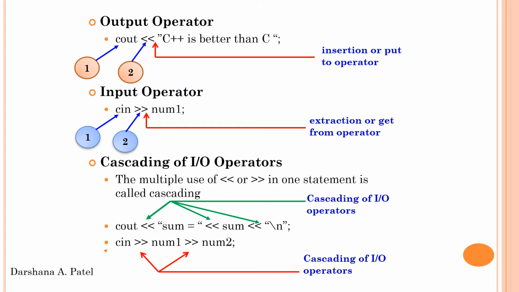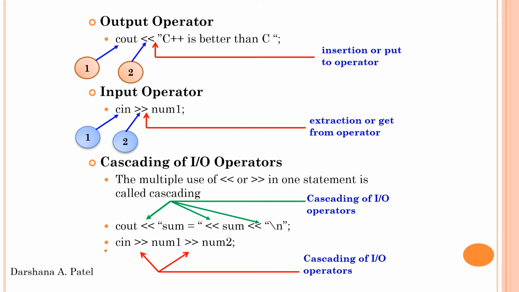It extracts or takes the value from the keyboard and assigns it to the variable on its right. Next, cascading of IO operators. So what is cascading of IO operators? The multiple use of put to or get from operator in a single statement is called cascading of IO operator. Now as shown in the example, cin get from operator, num1, again get from operator, and num2.